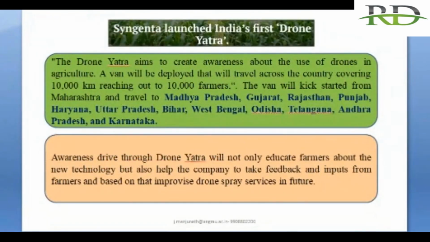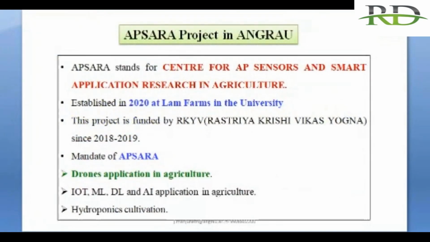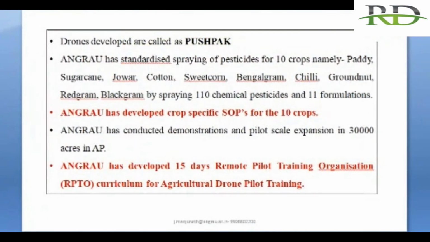Next, this is one of the 2000 Syngenta launched the first drone yatra, especially in Madhya Pradesh, Gujarat, Rajasthan, Punjab, Haryana, Andhra Pradesh. From 2021 onwards, they are using this. Next, this is the Apsara Center, our center developed from 2020 onwards. The same, next.